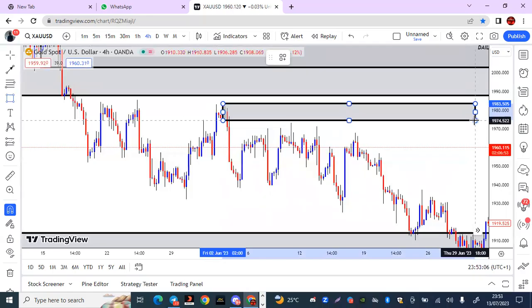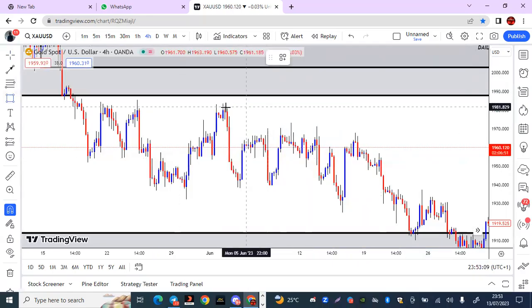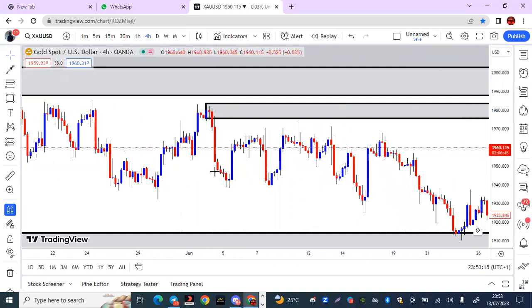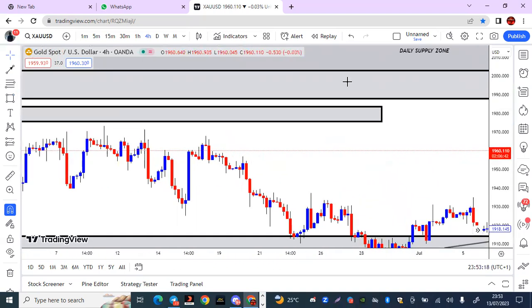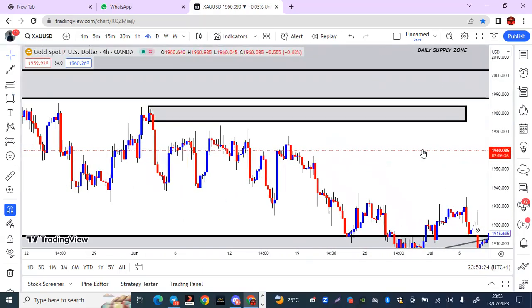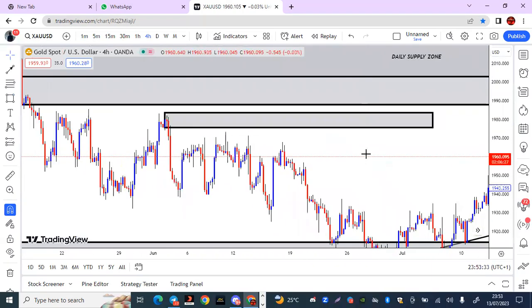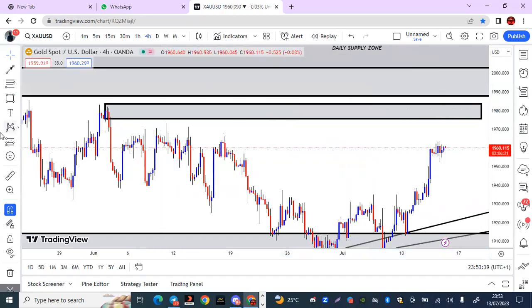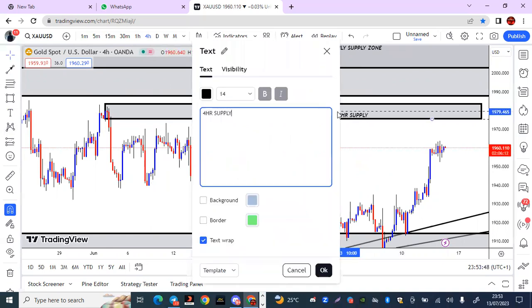So we'll take this as a 4-hour demand zone. Sorry, 4-hour supply zone. The 4-hour supply zone. So extend this over here. Price has not really retested. It came, so that means we have a lot of liquidity here. So people will look at this like a support zone. So price has not really retested it. So we'll move it here. So this is now going to be my 4-hour supply zone.